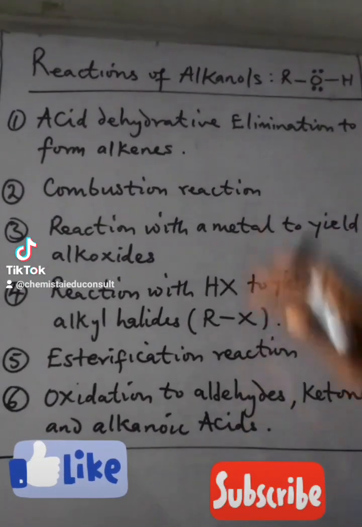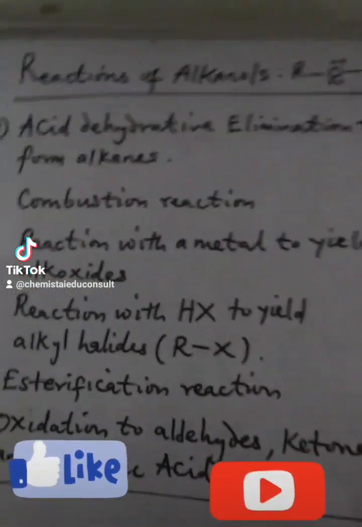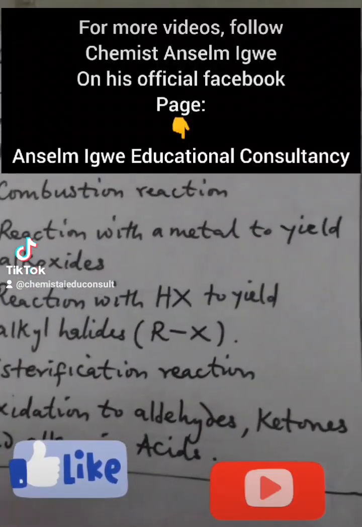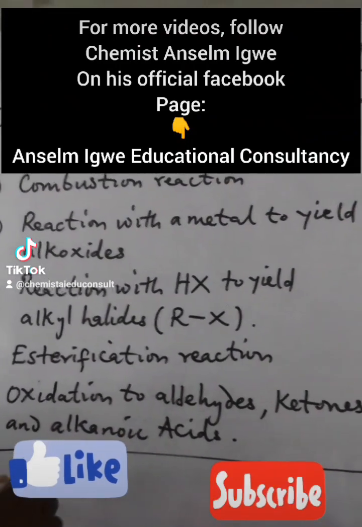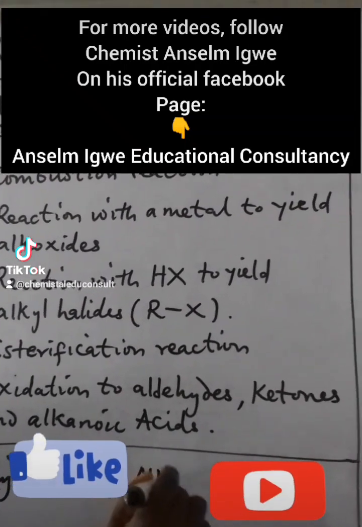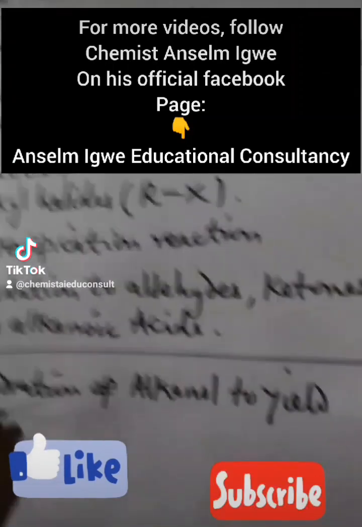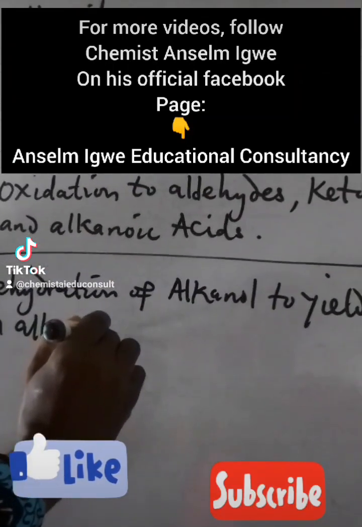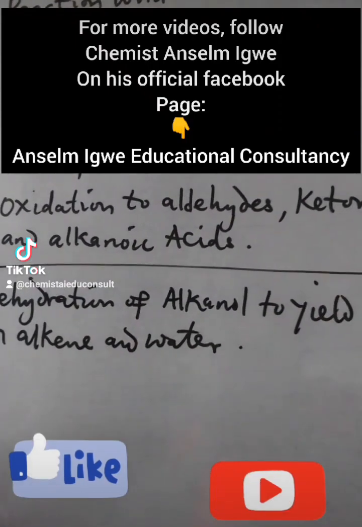So let us now look at number 1. Acid dehydrative elimination to form an alkene. That is number 1. Or you can call it dehydration. Dehydration of alkanol to yield an alkene, and of course, water. Dehydration means elimination of water from a substance.